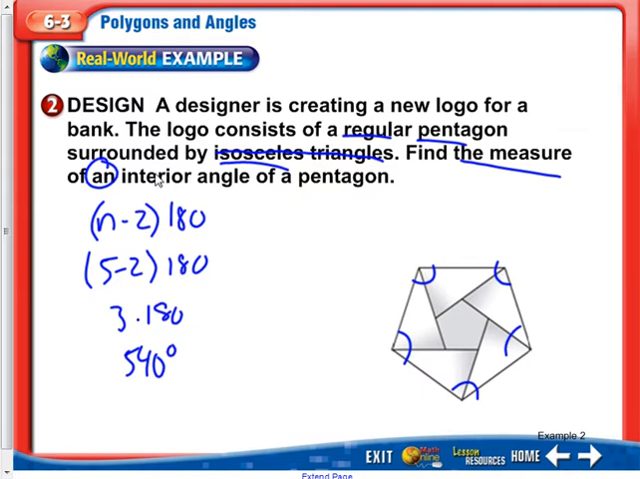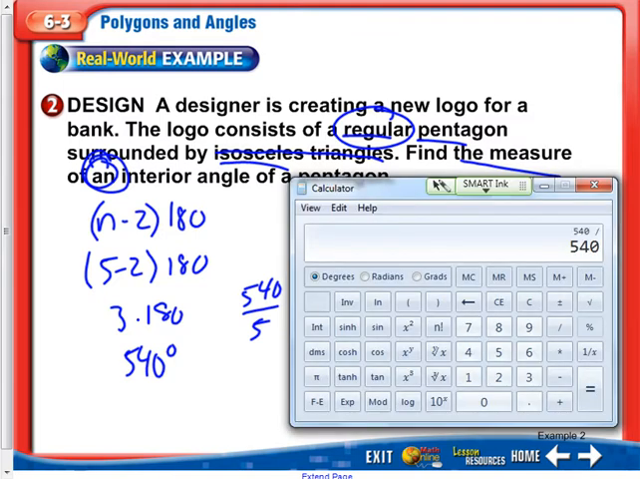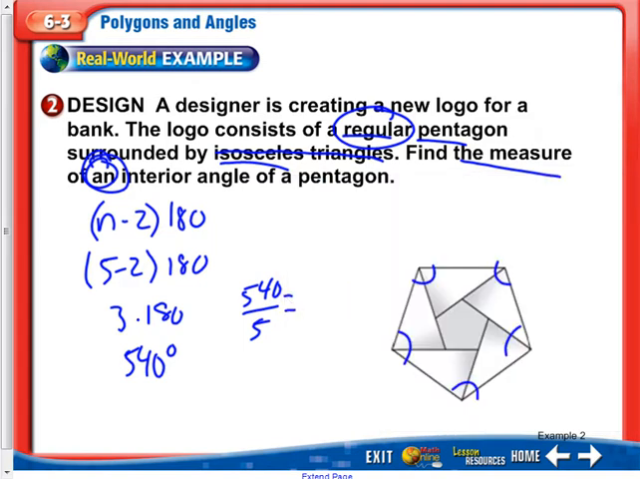However, we don't want the total. We want to know the measure of n. N represents 1. So now what I need to do is take 540 and divide by 5. The reason I can do this is because it is a regular pentagon. That means they're all equal to each other. So 540 divided by 5 will give us our answer per angle. So we're going to have 108 degrees per angle. If they're all 108, all of them together would equal 540 degrees. So 108 degrees is our final answer for this question.